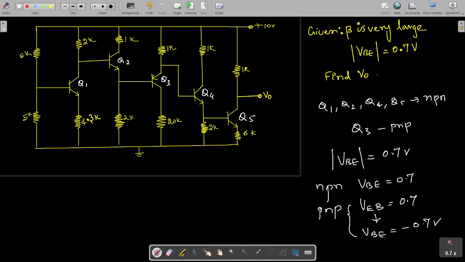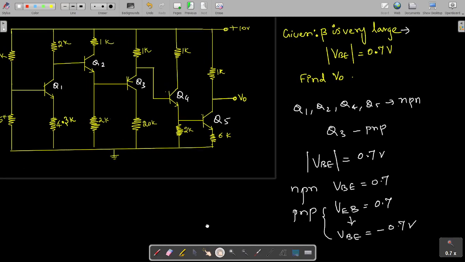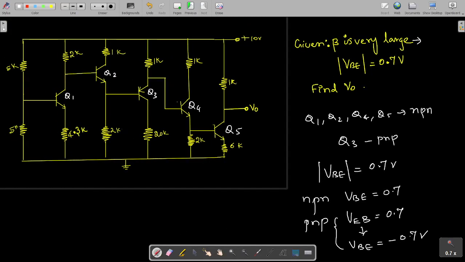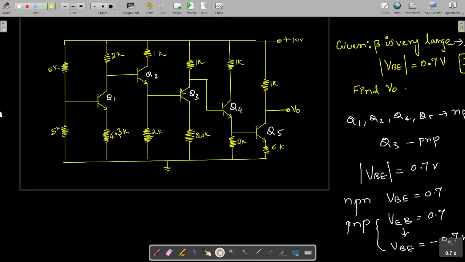Okay, and one more thing given here as a hint is that beta is very large. When beta is very large, we should know that IB is 0. So IE becomes equal to IC, because we know the current equation is usually IE equal to IC plus IB, and IB becomes 0, so we are getting this, right? So now we can move on to the diagram and try to solve this.